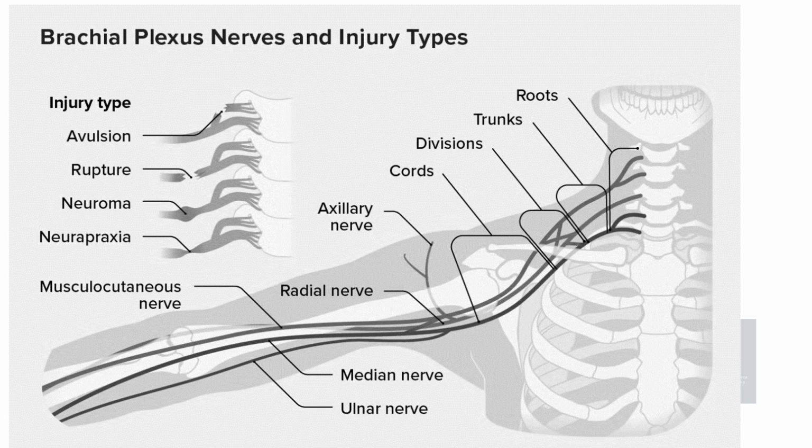The most severe injury, an avulsion, occurs when the nerve is completely pulled from the spinal cord, often requiring complex surgical reconstruction. Understanding both the anatomy and the type of injury is essential for planning treatment and predicting recovery, as each level, from roots to terminal nerves, can be affected differently, influencing both function and management.